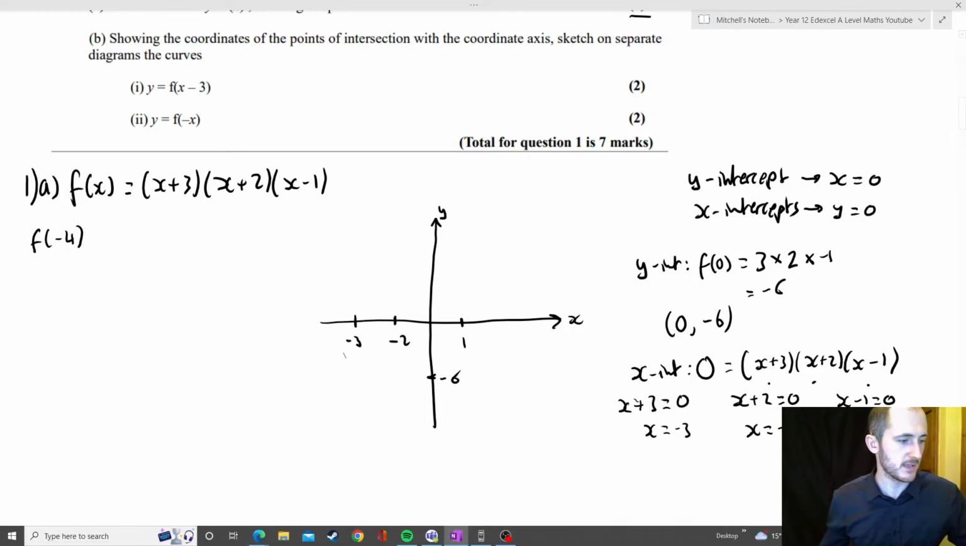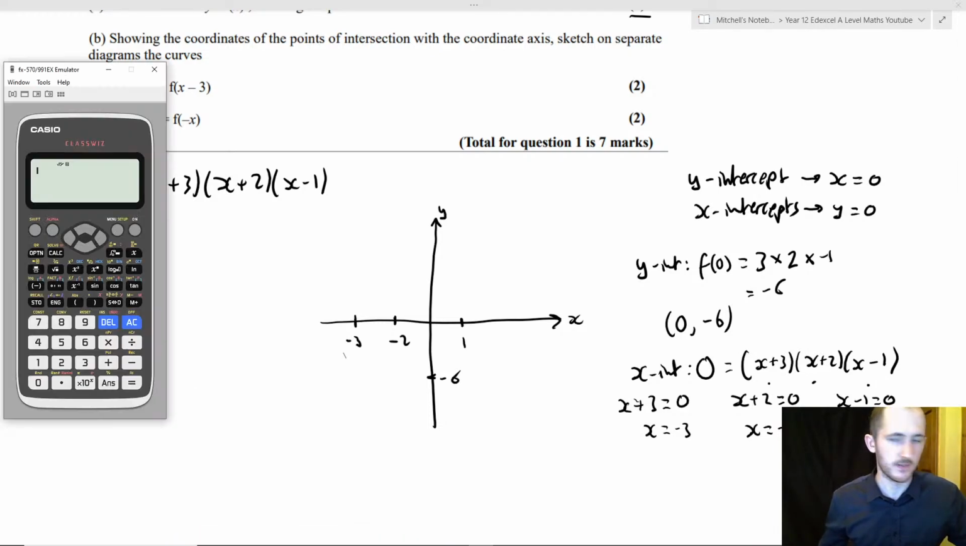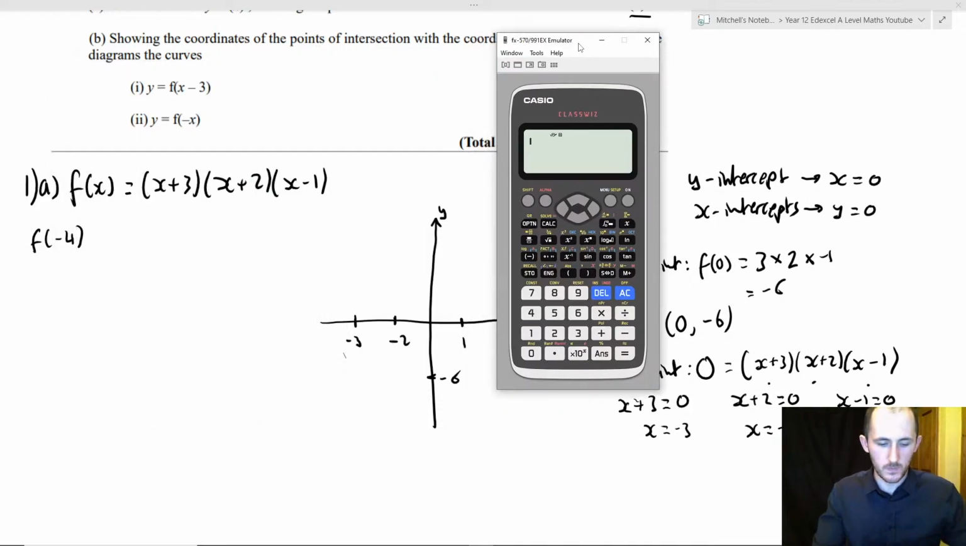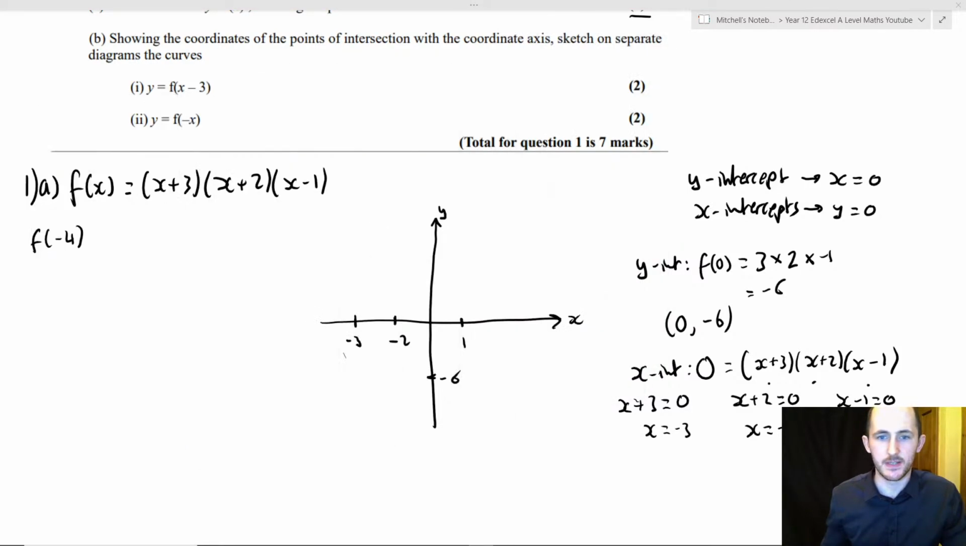So if we just sub this in on our calculator to make it a bit quicker for us, we would have minus 4 plus 3, then minus 4 plus 2, then minus 4 minus 1. Which gives me minus 10, so it's negative, which means I start from the bottom and go up. So we're going to go up, and what it does is it kind of threads the needle like this.